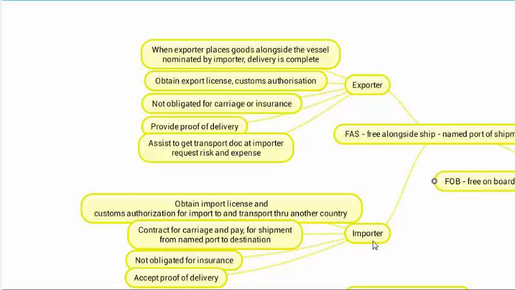What will the importer do? The importer will obtain import license. He will arrange for clearance of goods to and through any country so as to reach the destination. The importer will arrange the contract for carriage. The importer will sometimes arrange for insurance, and the importer is not obligated to provide any other proof to anybody but accept the proof given by the exporter for having delivered the goods.